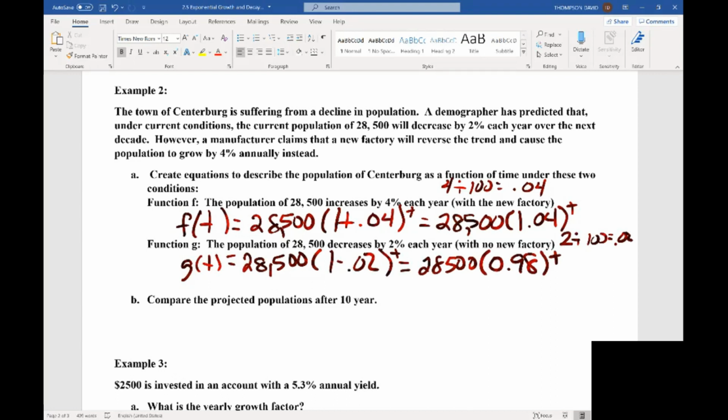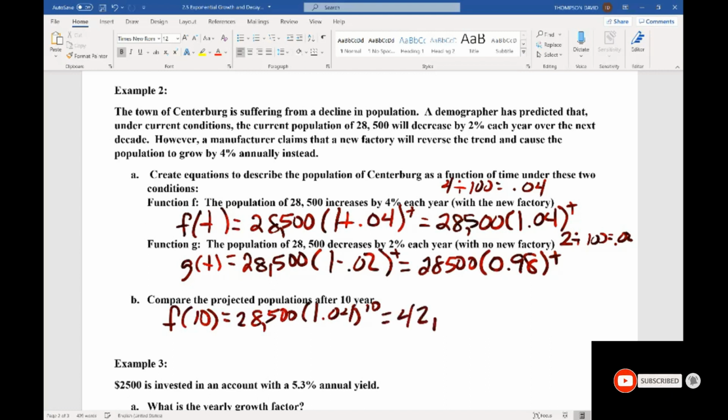Now, compare the projected population after 10 years. So what we're going to do first is find f of 10, which is just going to be 28,500 times 1.04 to the 10. And that gives me 42,187 approximately.